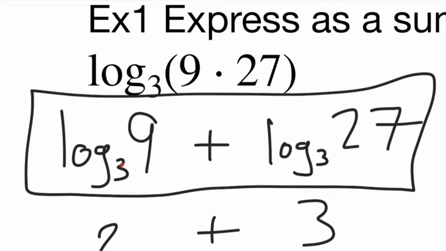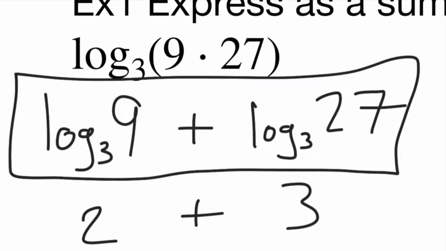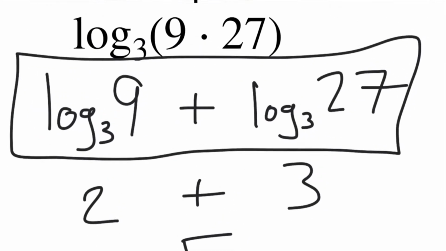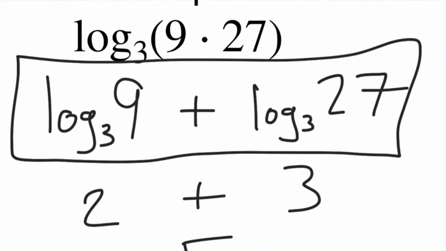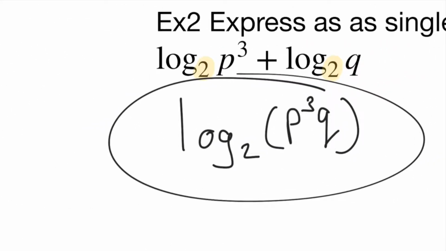Well, 3 to the what power gives you 9? 2. 3 to the what power gives you 27? That would be 3. And what I've boxed right here is actually the answer. You don't need to go any further, but I do want to show you that 2 plus 3 is equal to 5. And here, 3 to the what power gives you 243? That would be to the 5th power. Expressed as a sum of logs.